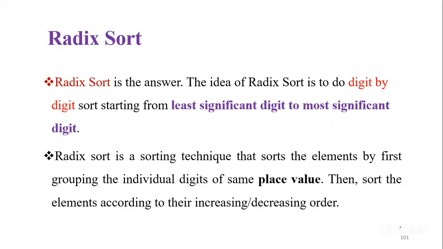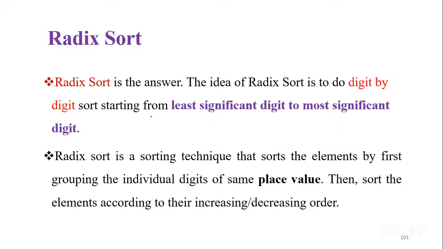Next sorting technique is radix sort. Radix sort is the answer. The idea of radix sort is to do digit by digit sort, starting from the least significant digit to the most significant digit. So the main idea of radix sort is we sort the numbers digit by digit, like ones position sorting first, then tens position, hundreds position, like that, position by position.